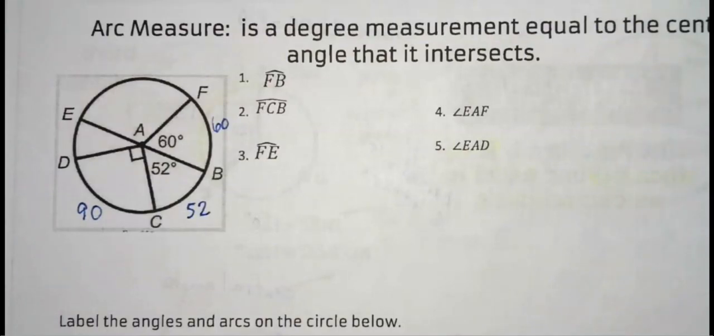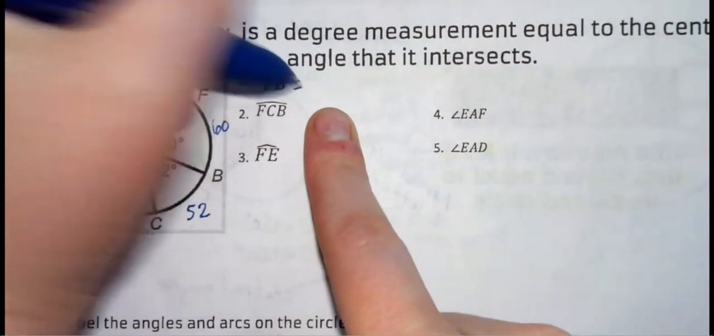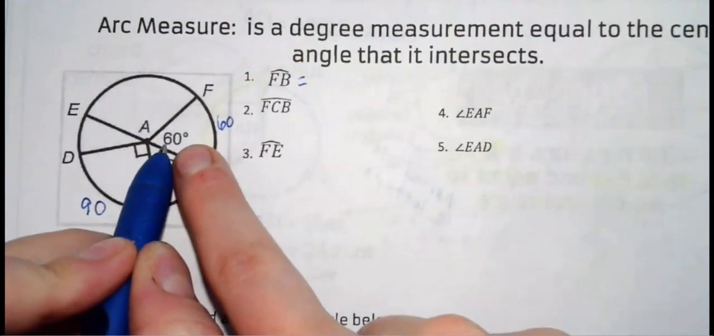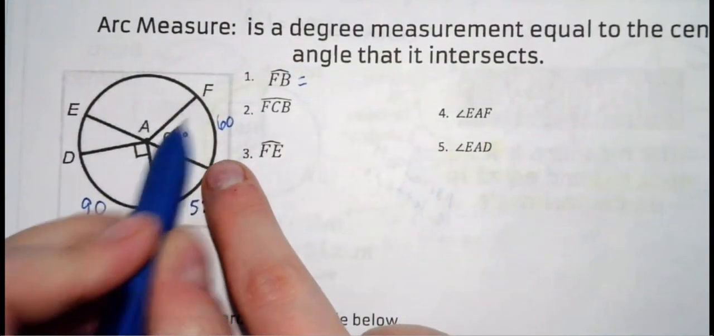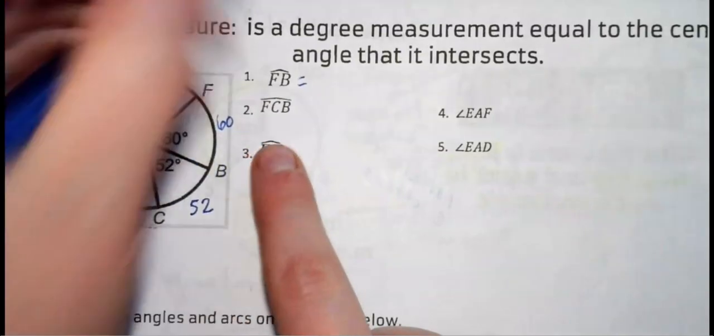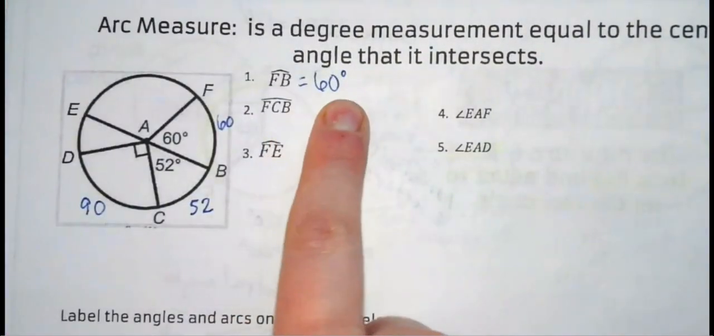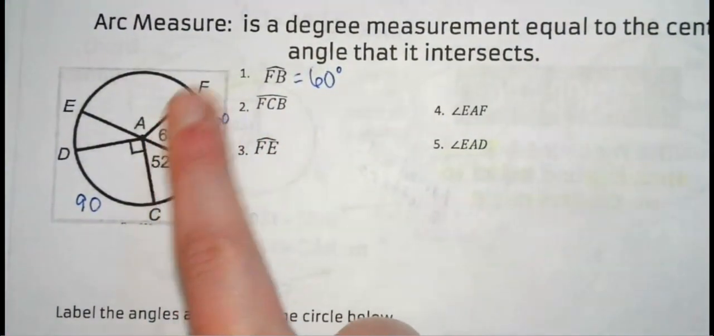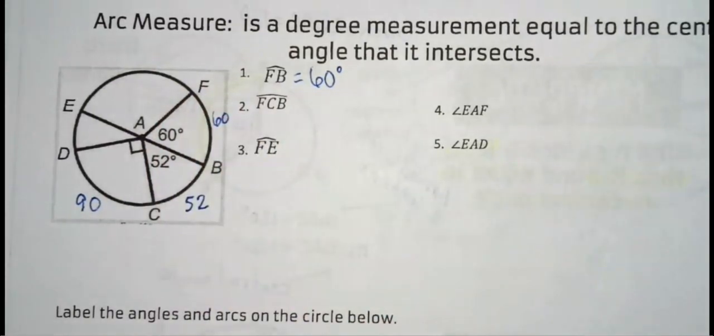So like FB, for one, we already have it. So FB, we know that if this angle, this arc, I'm just going to write 60 there. So this angle is 60 degrees. The arc it opens up to is also 60. All right, and then we've got F, then C, then B.